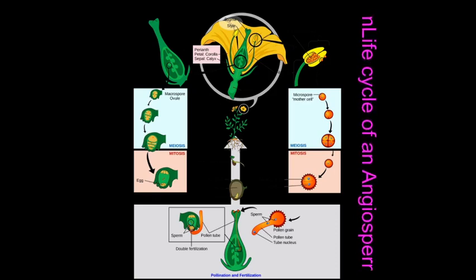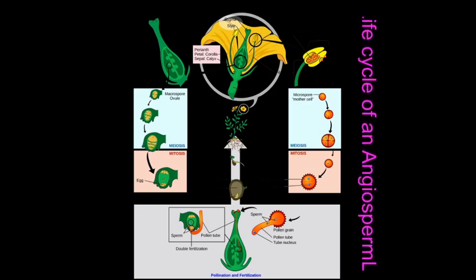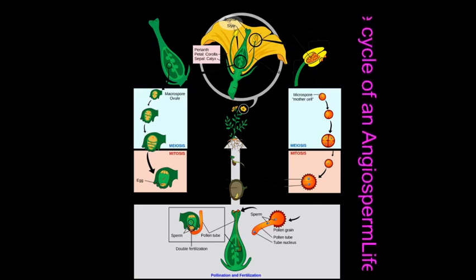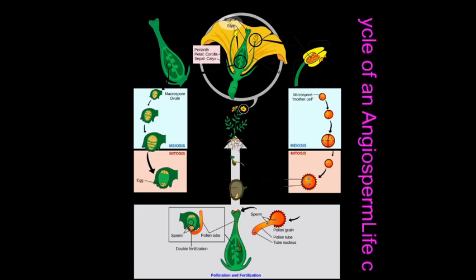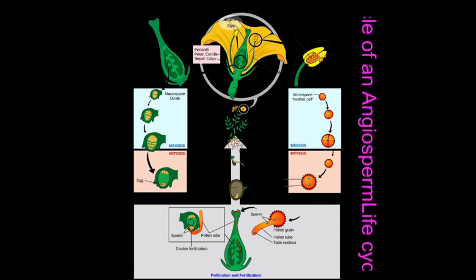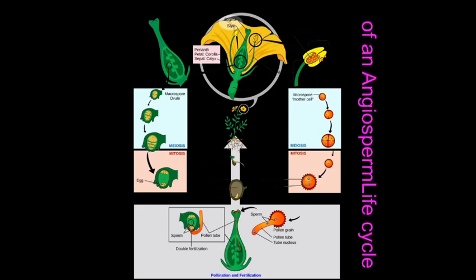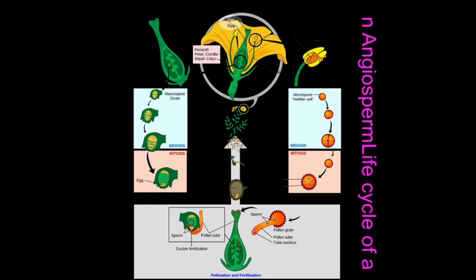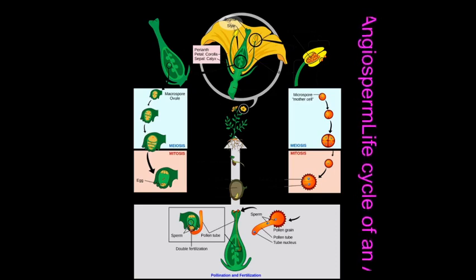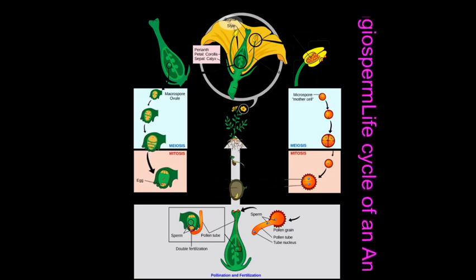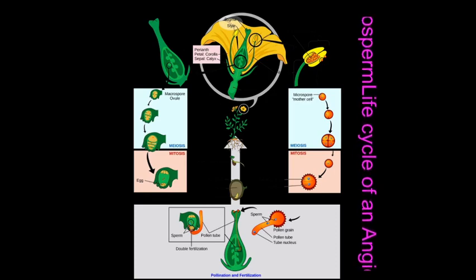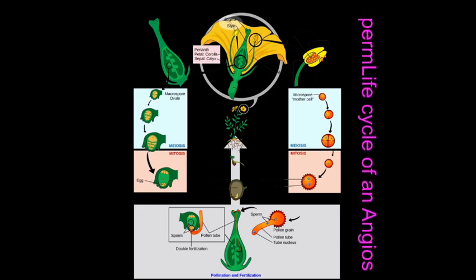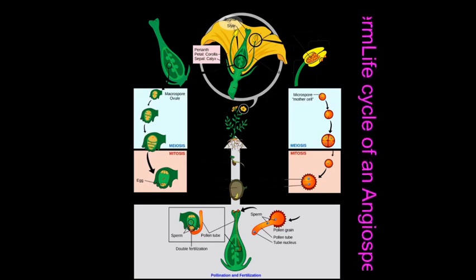From the anther, these pollen grains are transferred to the stigma of the female counterpart, and there the further development takes place. The pollen grain germinates to produce a pollen tube, and inside the pollen tube there are two male gametes. A pollen tube with two male gametes is the male gametophyte in angiosperms.